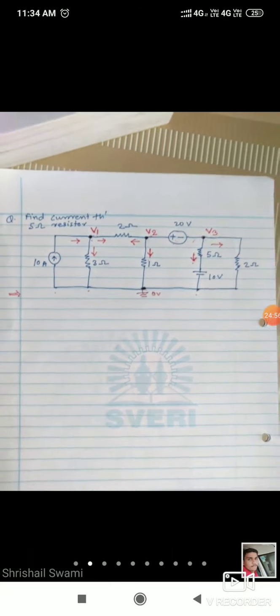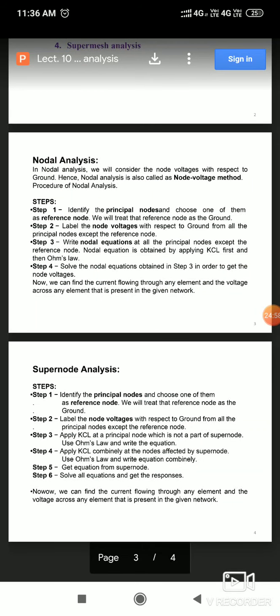Okay, now I will switch to the PPT. Whatever problem I have taken, you have to understand the limitation of applying nodal analysis. Do you understand? So you understood the limitation. What is it? If two successive principal nodes are connected by only a voltage source without a passive element, then it is difficult to find out the current passing through it.